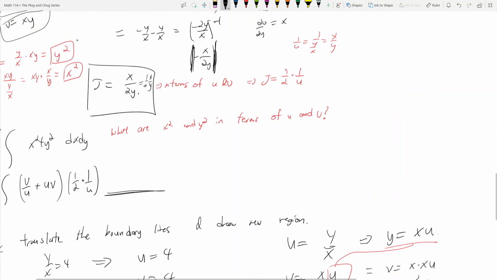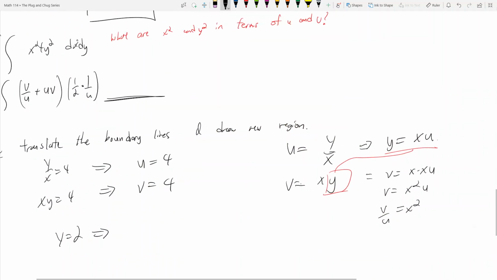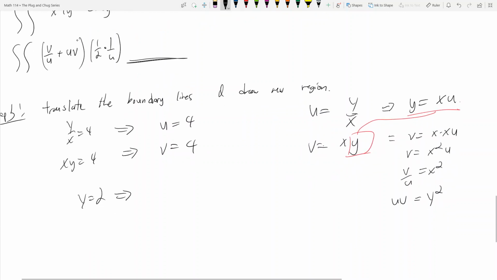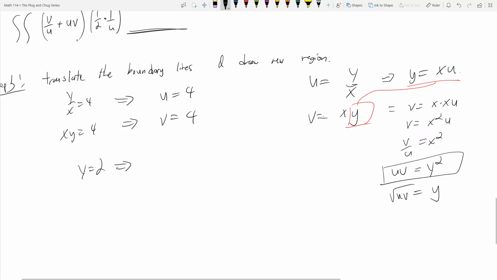Which we actually found earlier, right? We actually knew this earlier, so I'm being just dumb right now. X squared is equal to v over u, and that means y squared is equal to uv. So we have this from earlier. Y squared is equal to uv, and so y is the square root of uv. So y equals 2 implies that the square root of uv is equal to 2, which means uv is equal to 4, and then v is equal to 4 divided by u. So that's going to be the line v equals 4 divided by u. Does that make sense? So that's how I get y equals 2 translated into v equals 4 over u.